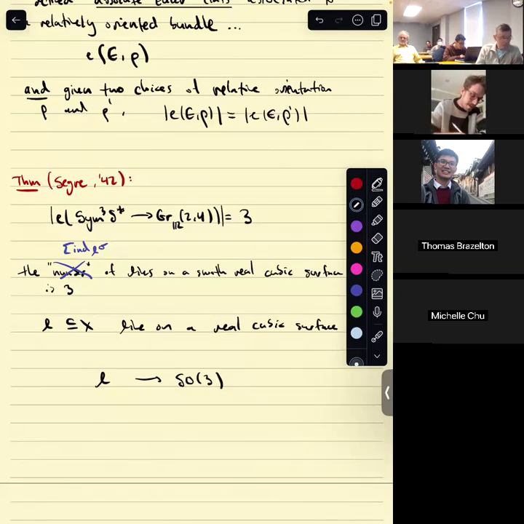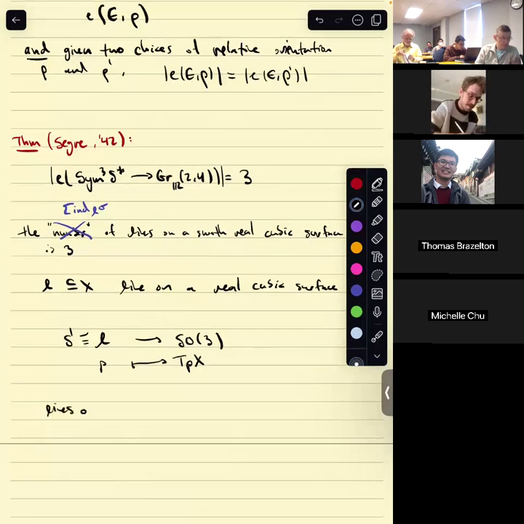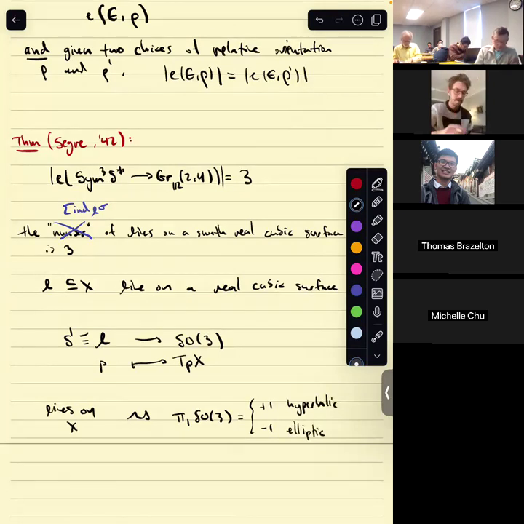If I've got some line, then I can look at the tangent plane of that line and I can sort of travel along the cubic surface and let my tangent plane vary. And as I go out to infinity, my tangent plane comes back, and it either comes back with the same orientation that it started out with, or it comes back flipped. And what you're asking is, this loop, because this is a copy of S1, is this lifting to the double cover of SO3? So lines on X, to each of them, I can associate a class in pi1 of the frame bundle. And I call my lines hyperbolic or elliptic, depending on what the class is.